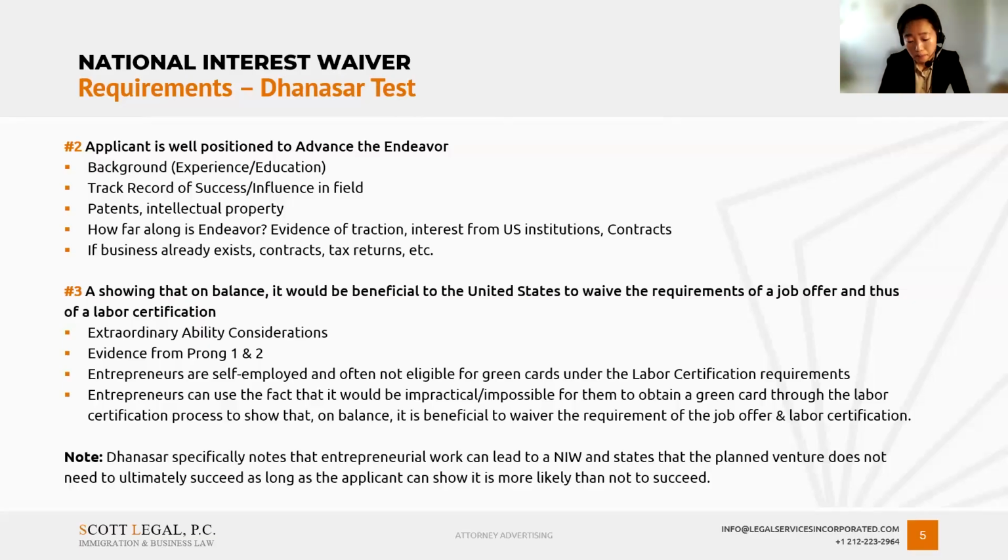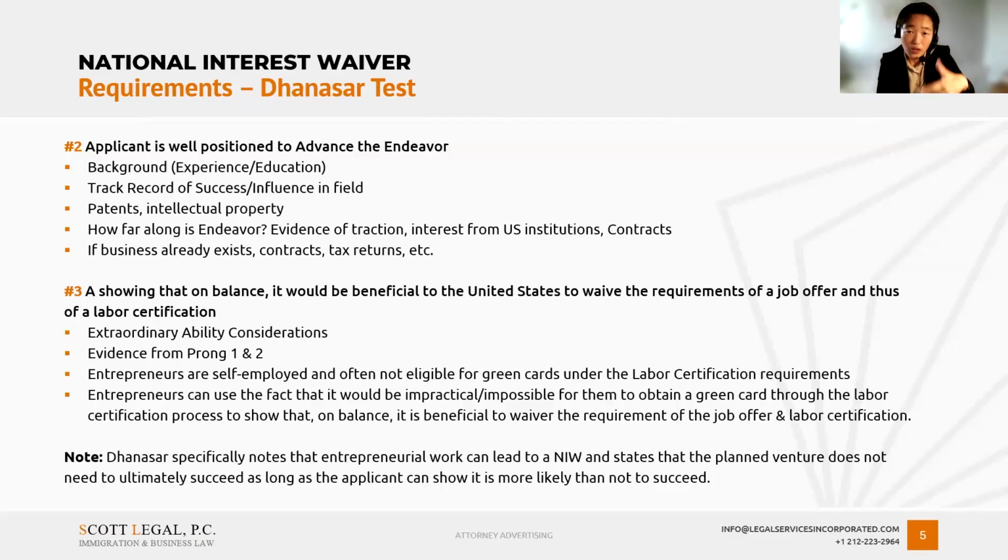Finally, let's move on now to the third prong of the Danaher test, which is that the government is asking for a showing that on balance, it would be beneficial to the United States to waive the requirements of a job offer and thus of a labor certification for your particular case. You can use some of the extraordinary ability considerations if you have them, like if you've been featured in major media, if you've been invited to judge the work of others. You can use some of those evidences to support that.